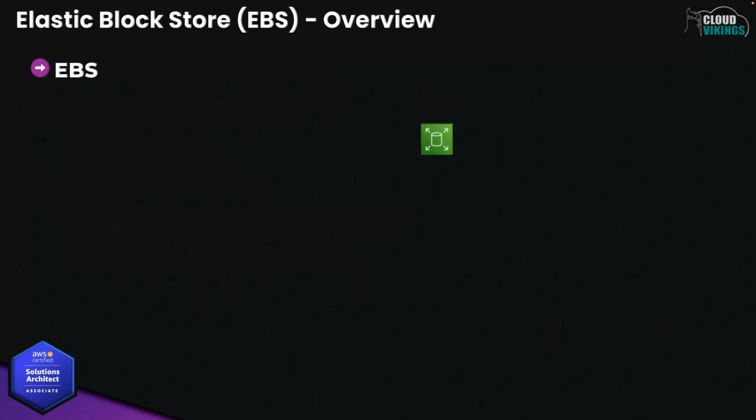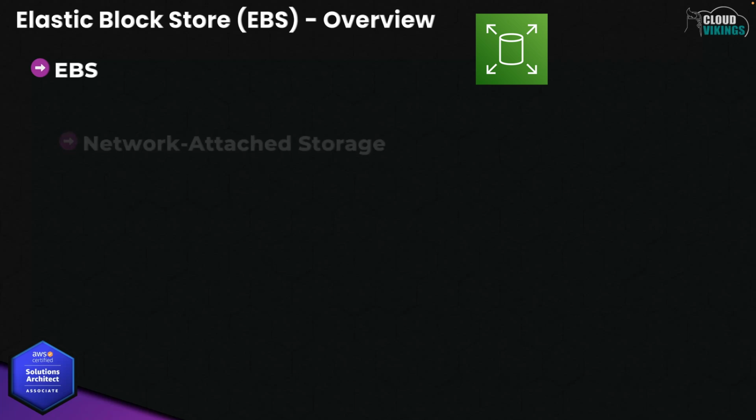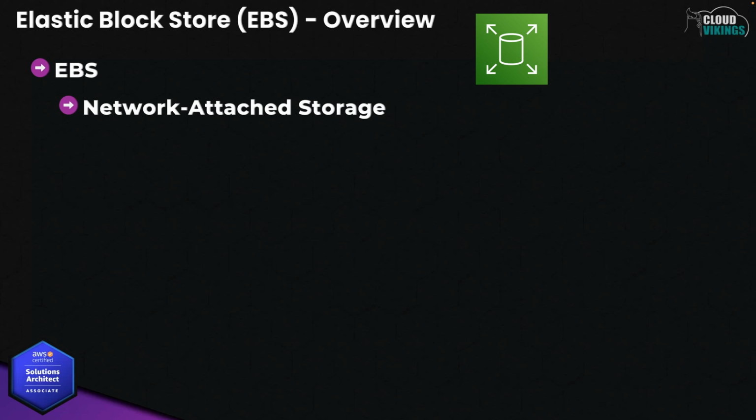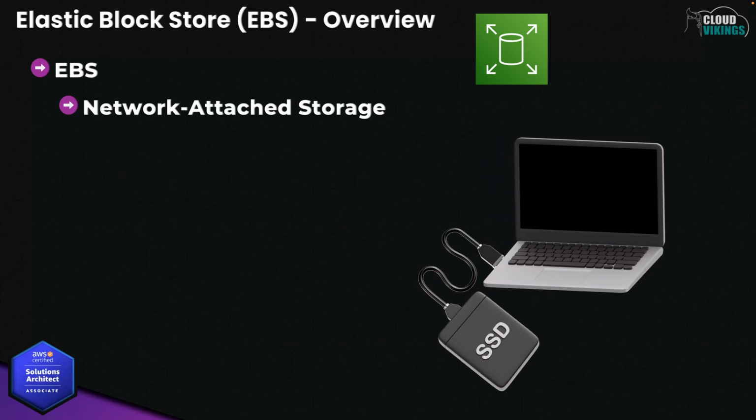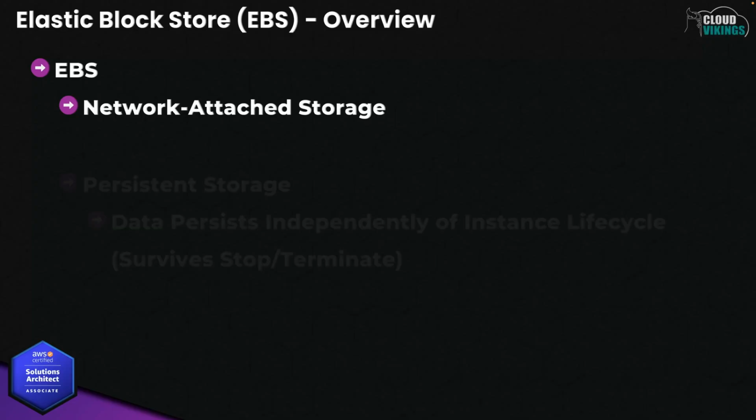First up is the workhorse of EC2 storage, our Elastic Block Store, or EBS, network-attached storage. Imagine it less like an internal hard drive and more like plugging a high-performance external drive into your computer using a very fast network connection within AWS's infrastructure. This attachment over network means it can have a tiny bit more latency compared to physically attached storage, but it provides incredible flexibility, which we'll get to shortly.